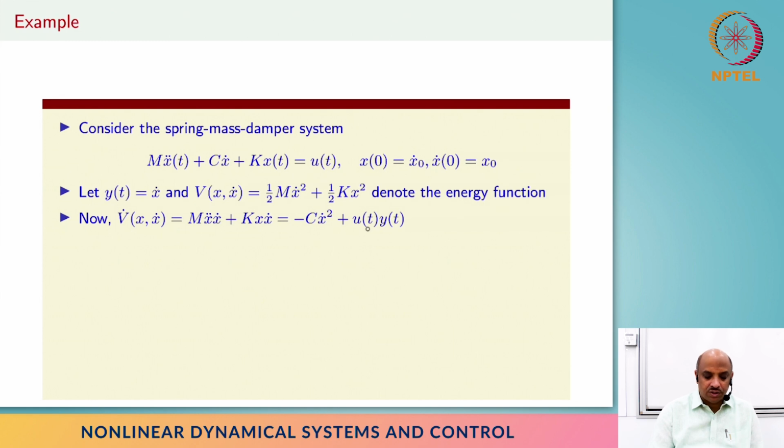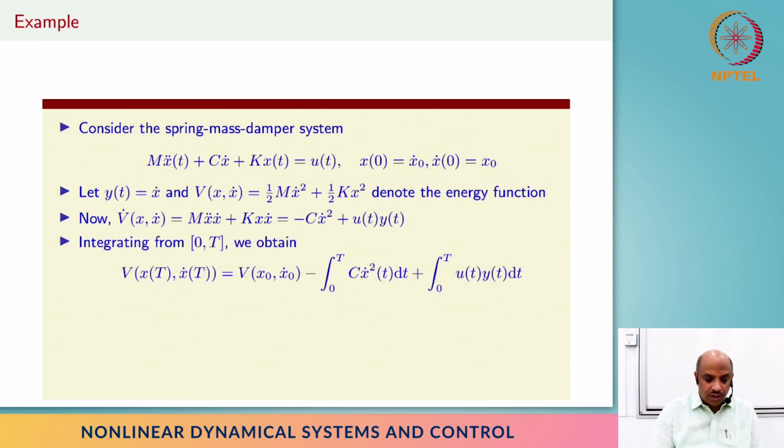So I chose to write that as u times y, right? And so we can integrate this expression, right? V dot is equal to minus C x dot square plus u times y. When you integrate it, we will get the final value of V is equal to the initial value minus the integral of C x dot square plus the integral from 0 to t of u times y.